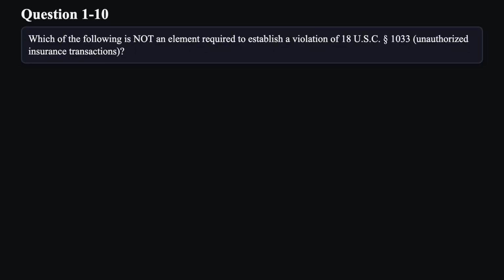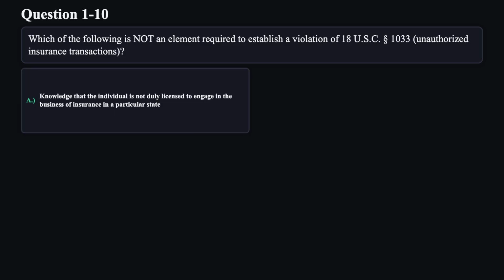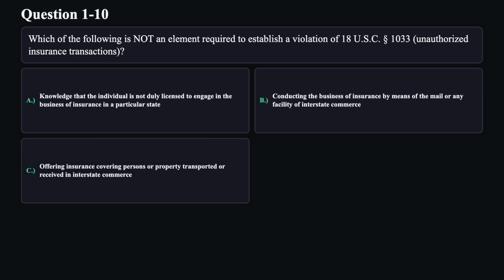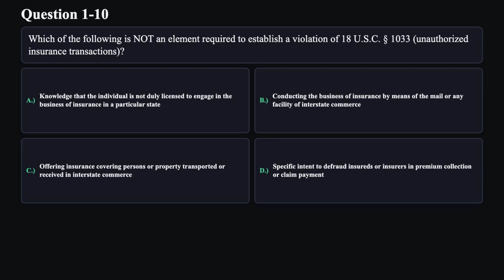Question 10. Which of the following is not an element required to establish a violation of 18 U.S.C. Section 1033, Unauthorized Insurance Transactions? A. Knowledge that the individual is not duly licensed to engage in the business of insurance in a particular state. B. Conducting the business of insurance by means of the mail or any facility of interstate commerce. C. Offering insurance covering persons or property transported or received in interstate commerce. D. Specific intent to defraud insureds or insurers in premium collection or claim payment.